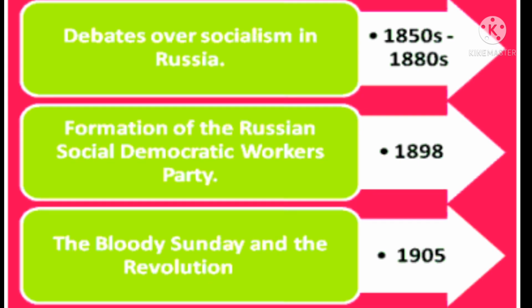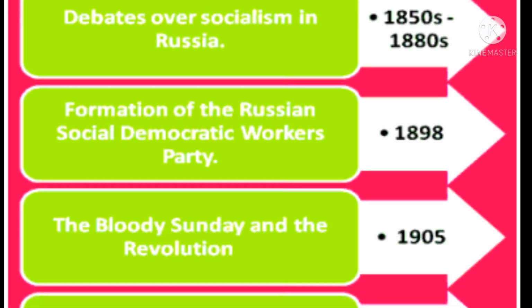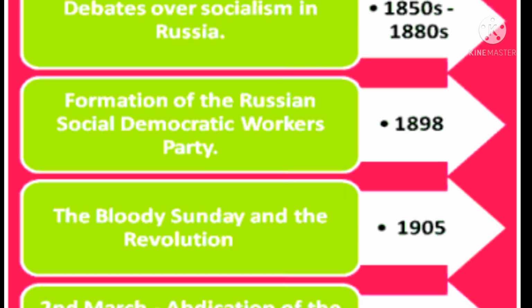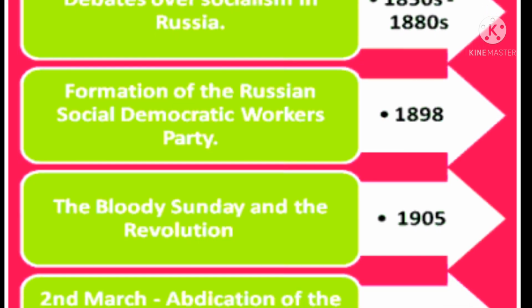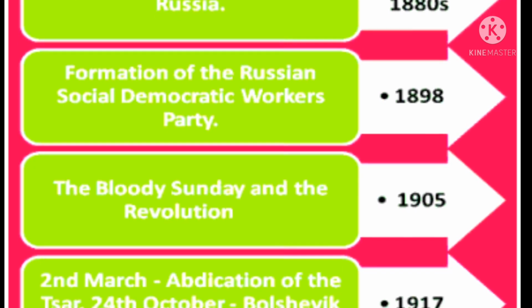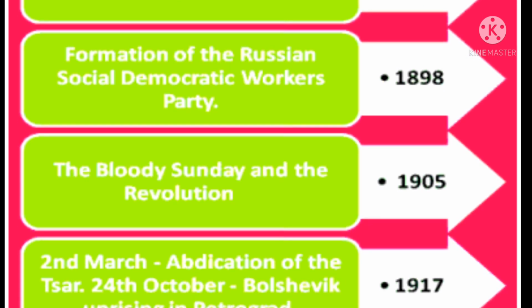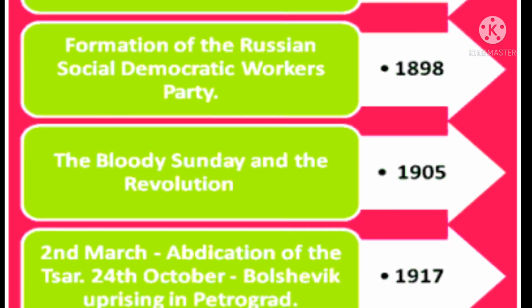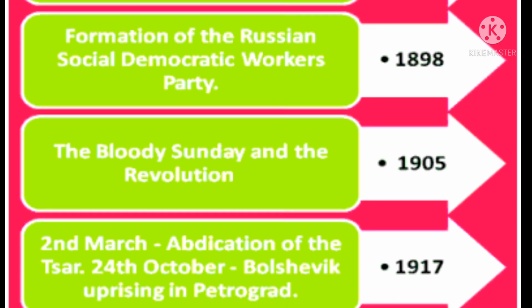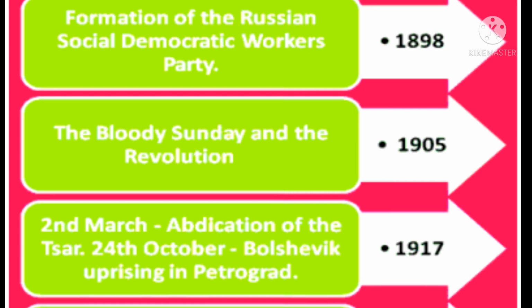Debates over socialism in Russia, 1850 to 1880. Let's find out what socialism is. Socialism is a populist economic and political system based on public ownership of the means of production. Means include the machinery, tools and factories used to produce goods that aim to directly satisfy human needs. Formation of the Russian Social Democratic Workers' Party happened in 1898.